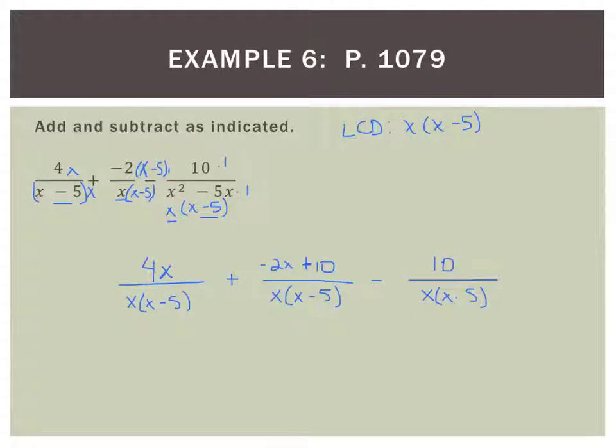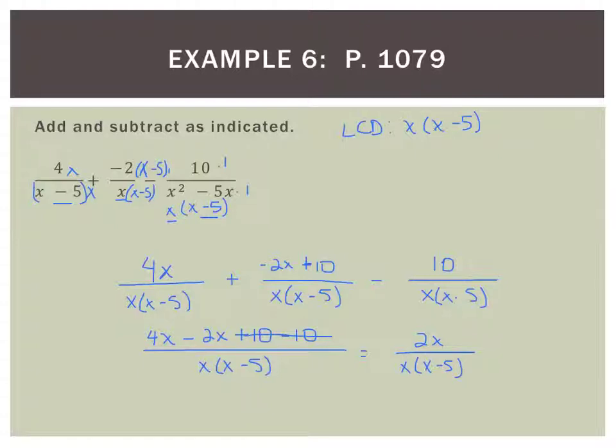Alright, so now I have 4x minus 2x plus 10 minus 10 over x times x minus 5. So my 10 minus 10 cancels. 4x minus 2x is 2x over x times x minus 5. And then I can cancel my x's, and I'm just left with 2 over x minus 5.